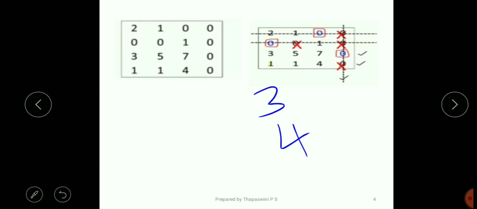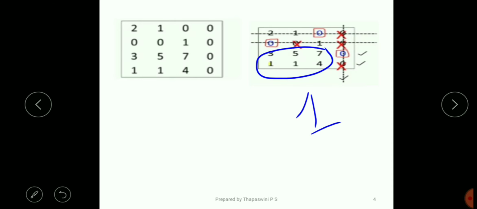We do this by finding theta, which is nothing but the smallest element from the uncovered numbers. If you consider this matrix, 3 5 7 1 1 4 are the uncovered numbers. The minimum out of them is 1. After finding theta, we subtract theta from all the uncovered numbers, add theta to the numbers where 2 lines are intersecting, and leave untouched the numbers which are covered by 1 line.